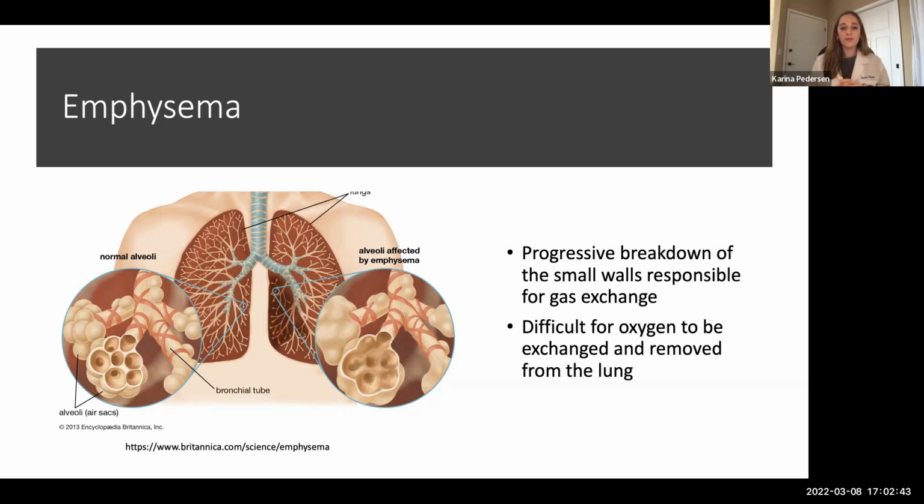What happens in emphysema is that all of those little bubbles break down, so that all you have left is the outside of the rim. That really decreases the amount of surface area that you have to take in oxygen. That progressively leads to poor oxygen saturation late in the disease. Like I said, it's difficult for oxygen to be exchanged and removed from the lung. And if at any point anybody has any questions, feel free to put them in the chat.